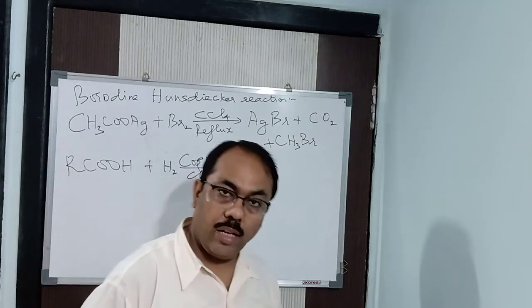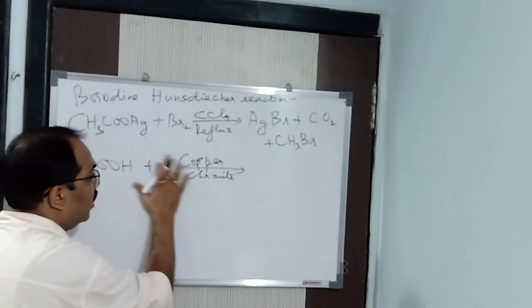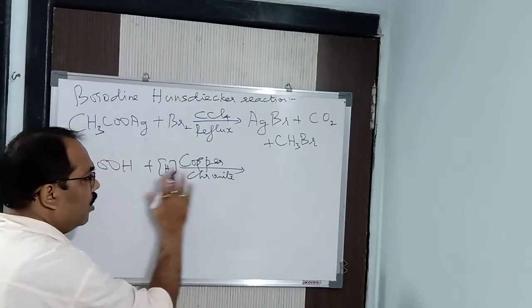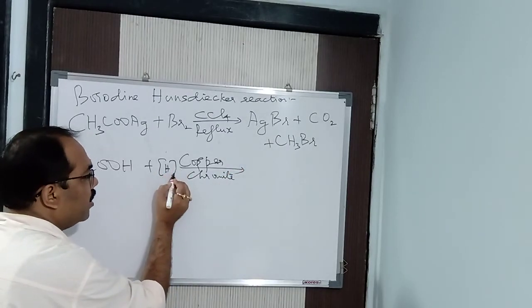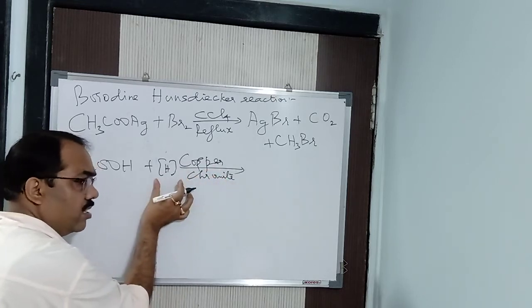Clear? Understood? Again I repeat, if you are taking nascent hydrogen, don't write copper chromite. It's absolutely wrong. If you are taking nascent hydrogen, then you need to write LiAlH4 as the reducing agent, because LiAlH4 gives you nascent hydrogen.